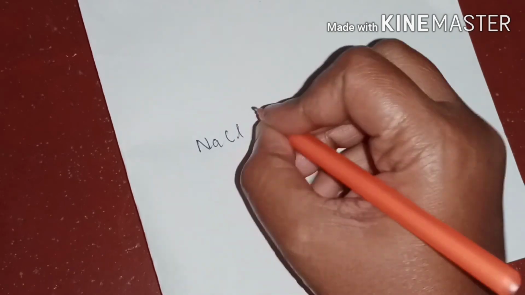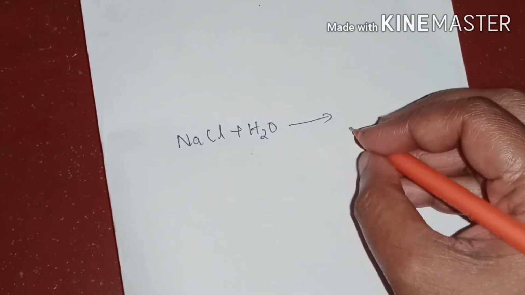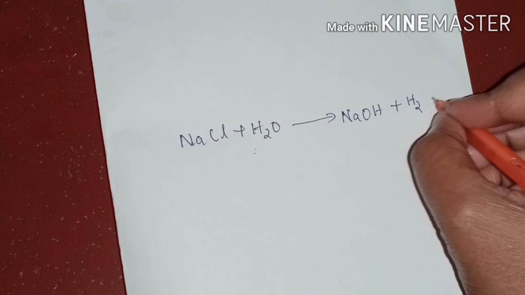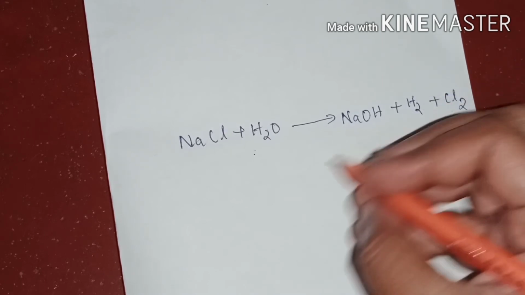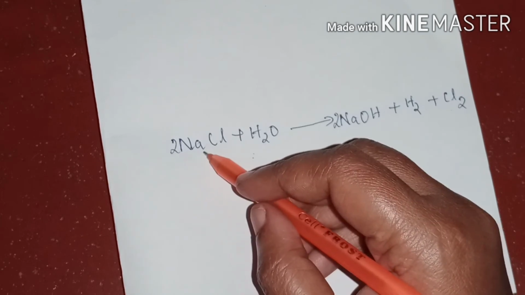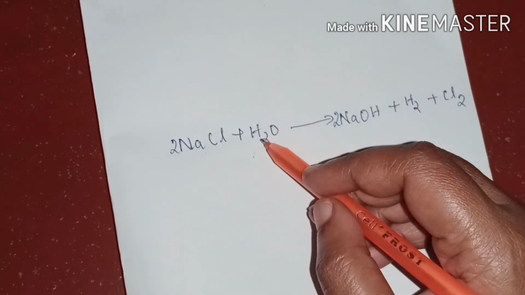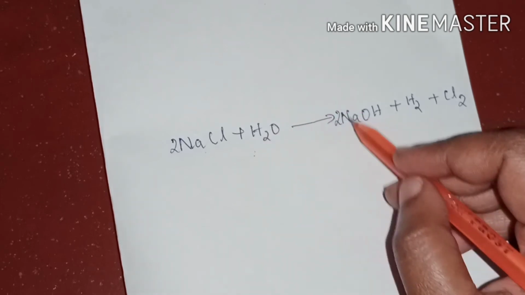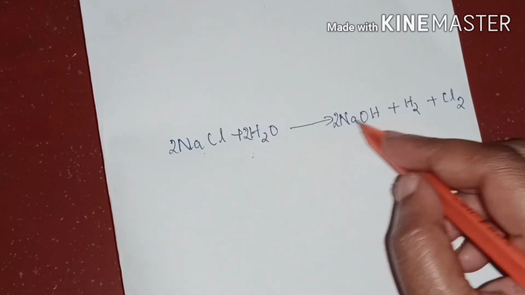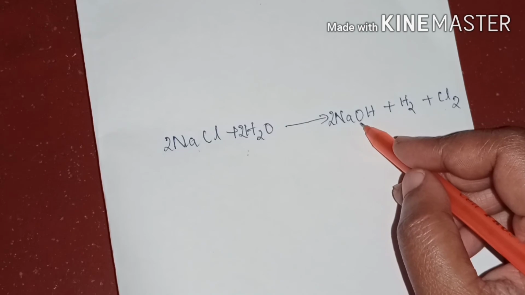So, how can we represent the overall reaction? The reactants are sodium chloride and water, isn't it? On passing electricity through the solution, we get sodium hydroxide plus hydrogen gas and chlorine gas. In order to balance this equation, we put 2 here, and here also 2. So the number of sodium atoms is 2, here also 2. Here there are 2 chlorine atoms, here also 2. Here there are 2 hydrogen atoms, but here there are 4 hydrogen atoms. So we put 2 here, so it becomes 4. Here also 4 hydrogen atoms. Here there are 2 oxygen atoms, here also 2 oxygen atoms. Thus this equation is balanced.